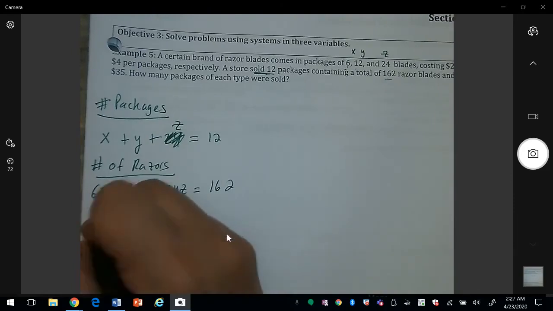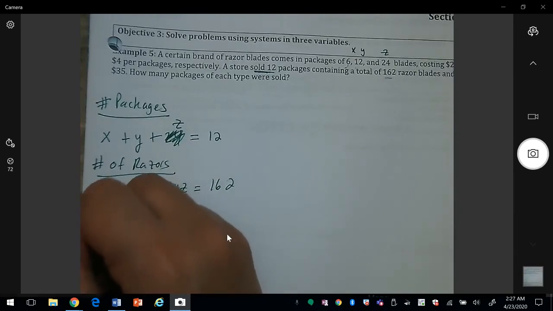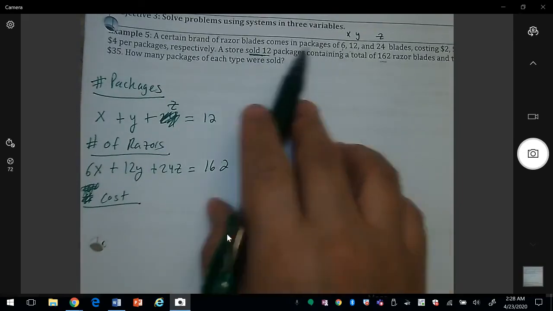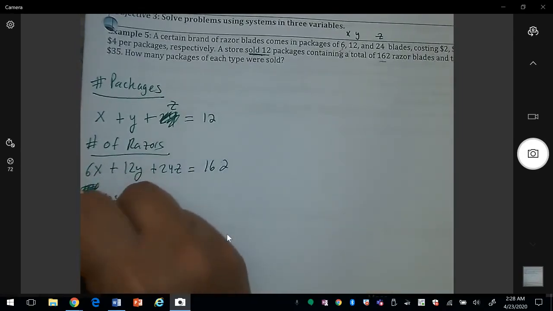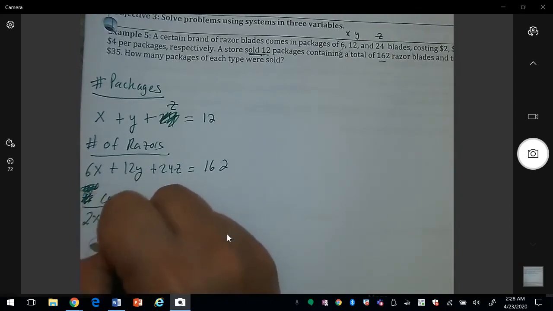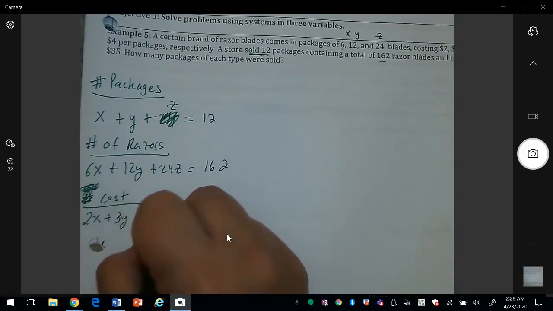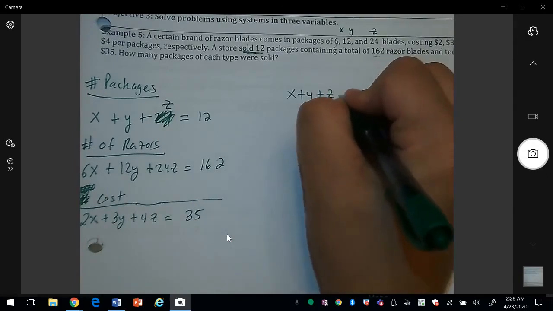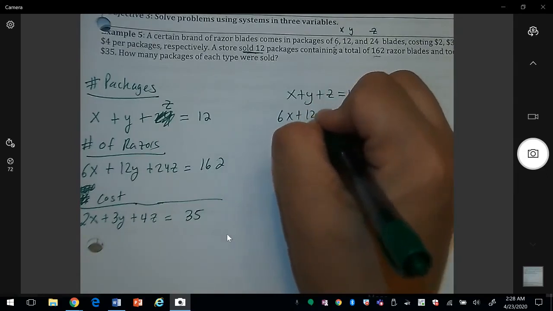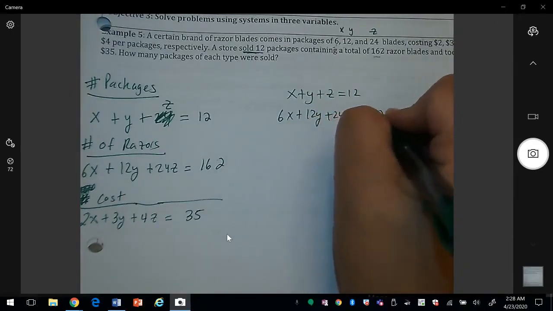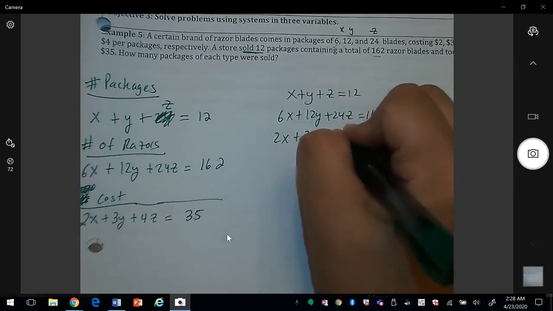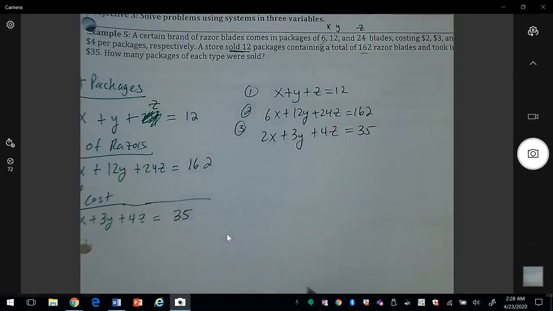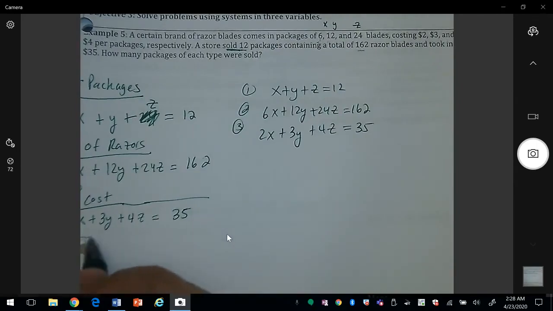And then the third situation is the cost. The 6 packages cost $2, the 12 one costs $3, and the 24 one costs $4. And altogether, we made $35. So we have 3 equations: x plus y plus z equals 12, 6x plus 12y plus 24z equals 162, and 2x plus 3y plus 4z equals 35.